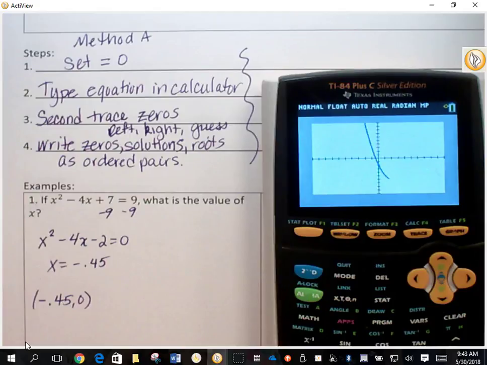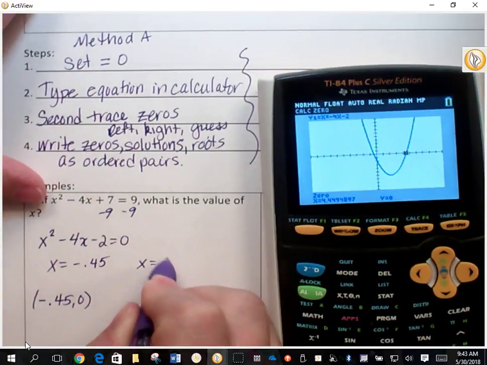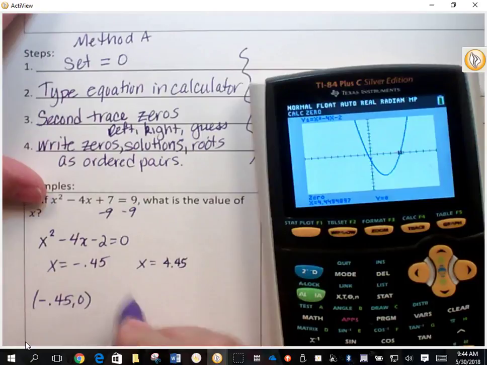And it graphs. And we said it was going to be between 4, so press enter for 4, and 5. And I press enter for 5. My guess is somewhere in the middle. Looks like it's 4.45. So my other solution is when x equals 4.45. And so that's positive 4.45 and 0.